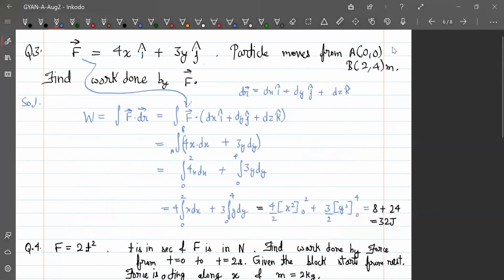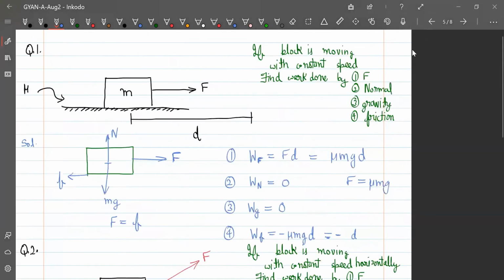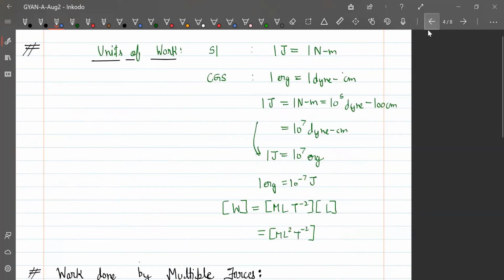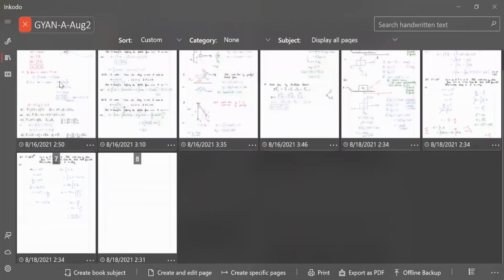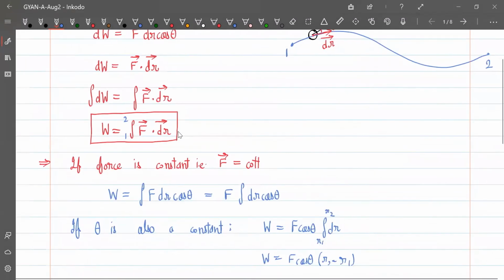So last time हमने पढ़ा था work done by a force, and based on a single formula, we did a lot of numericals, and that single formula is work done is integration of F dot dr. And we have learned how to apply this mathematically. Now we are going to learn how work done can be calculated in various scenarios.